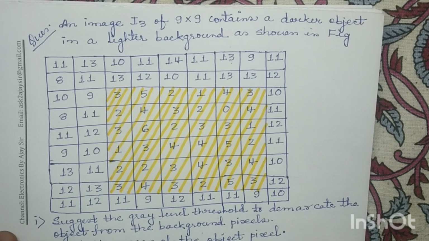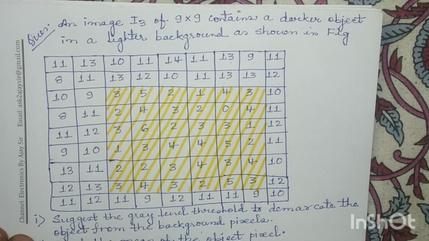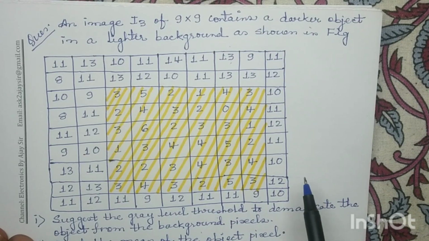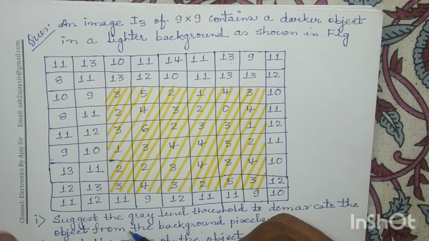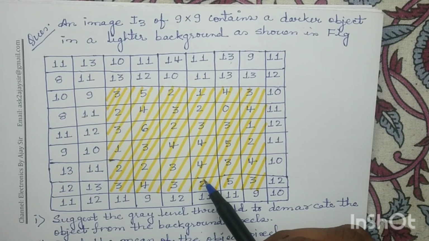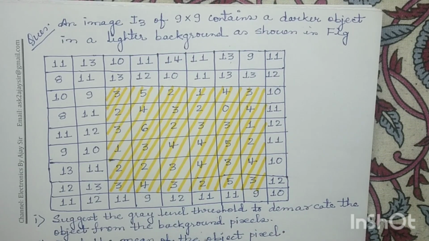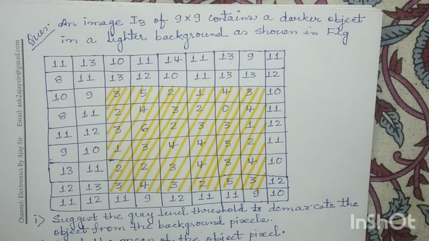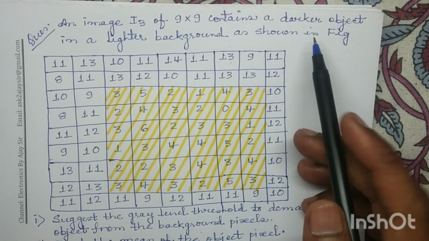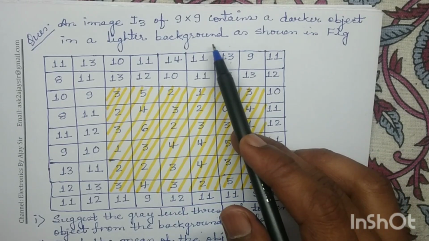Good morning all. Today we will solve a numerical question on global thresholding. In this given question, a 9 cross 9 input image is given to us. The object pixels are highlighted with this yellow color and the remaining pixels represent the background. In this question, the object is darker and the background is brighter.